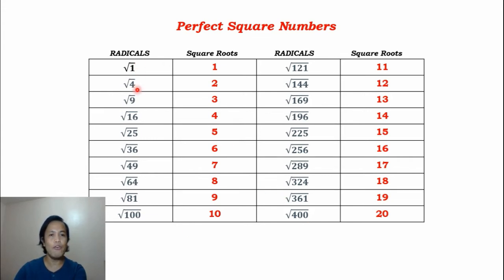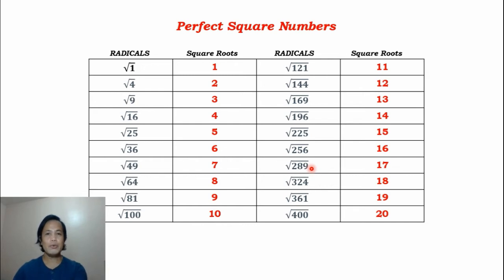So these numbers 1, 4, 9, 16, 25, and so on are what we call the perfect square numbers because the square root of 1 is 1, the square root of 4 is 2, the square root of 9 is 3, the square root of 16 is 4. That means that when we multiply these numbers twice, we will get these numbers here. For example, 1 times 1 gives us 1, 2 times 2 gives us 4, 3 times 3 gives us 9, and so on. So we should be very familiar with these numbers because we will be using them in simplifying radicals.